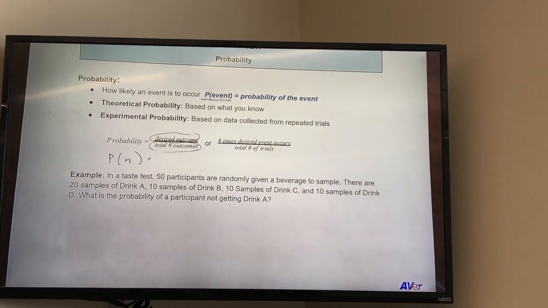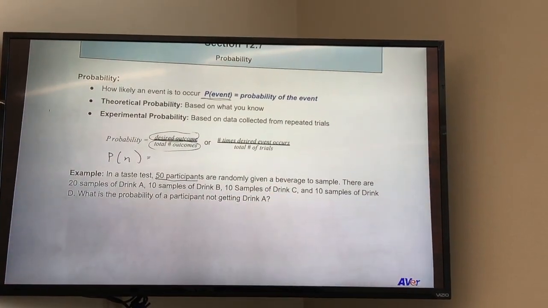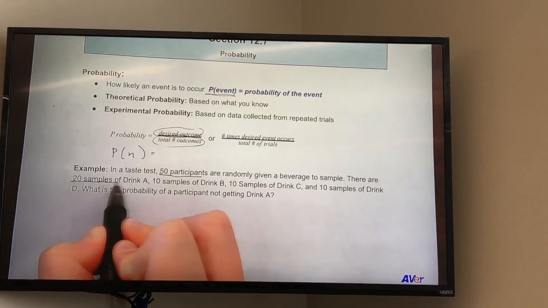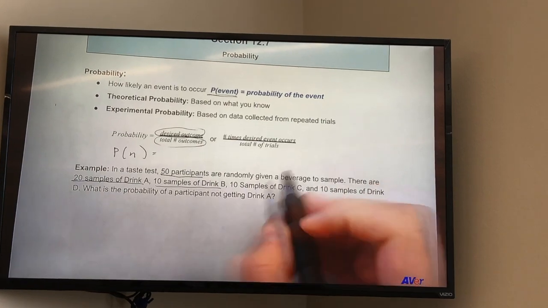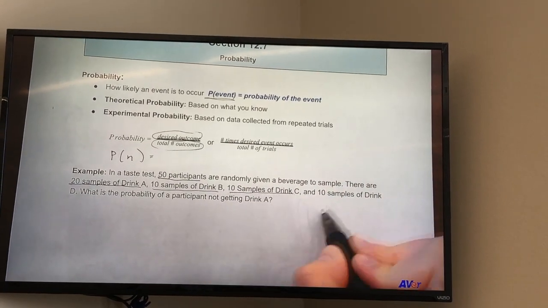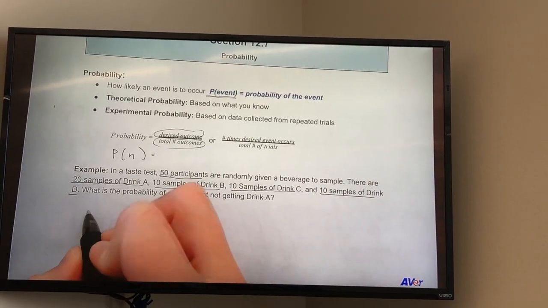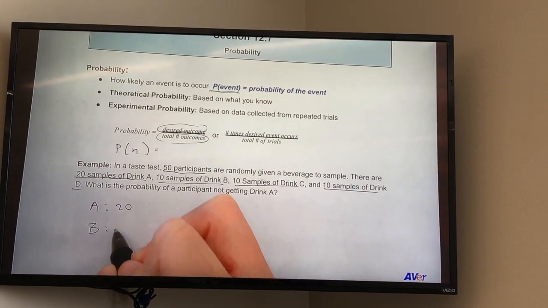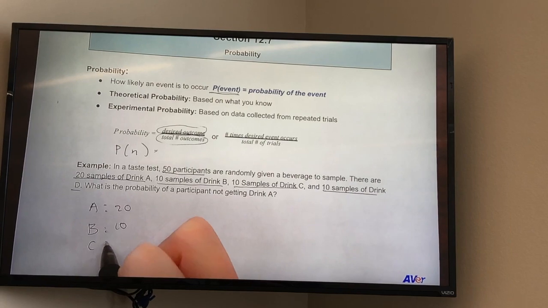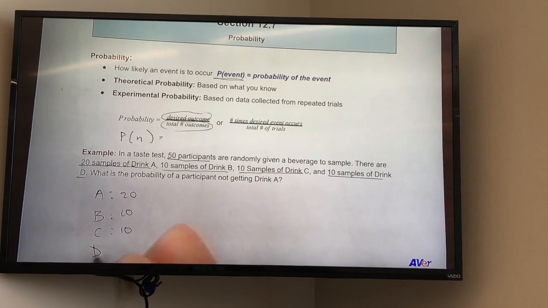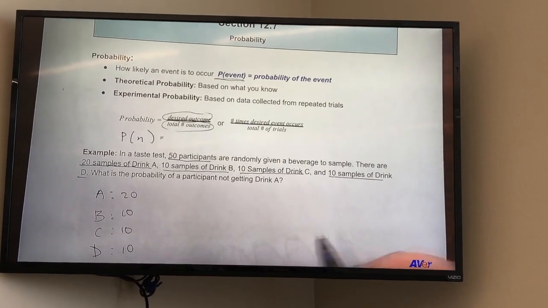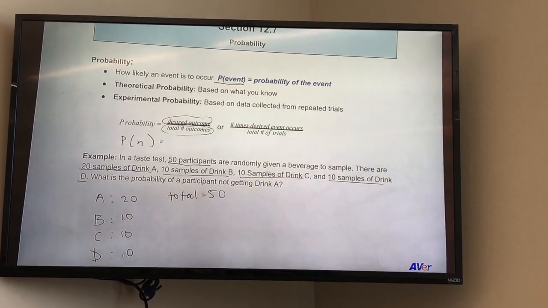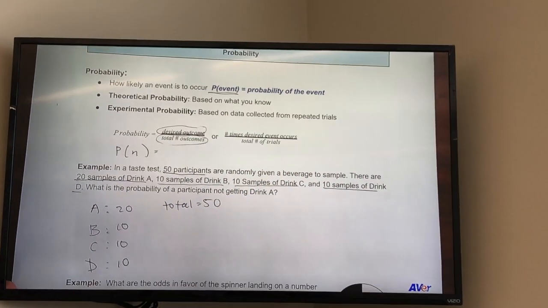All right, here's our first example. In a taste test, 50 participants are randomly given a beverage to sample. There's 20 samples in drink A, 10 in drink B, 10 in drink C, 10 in drink D. So for drink A, there's 20 samples. For drink B, there's 10. For drink C, there's 10. And for drink D, there is 10 samples. And the total was 50 participants. These also add up to 50 here.